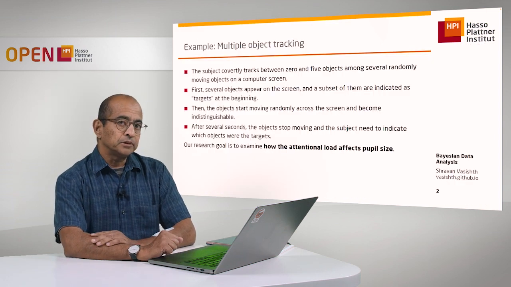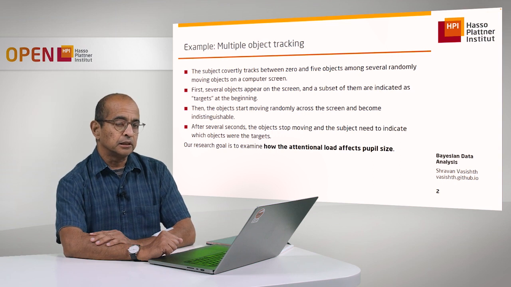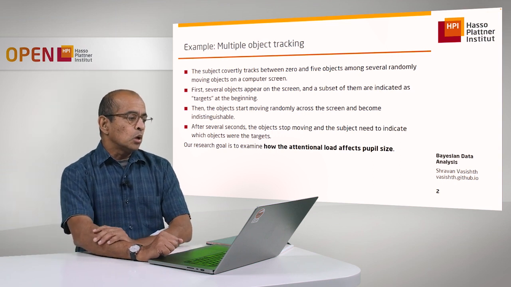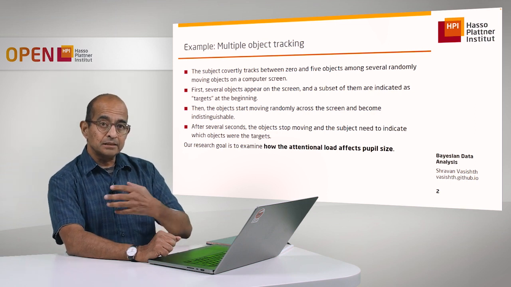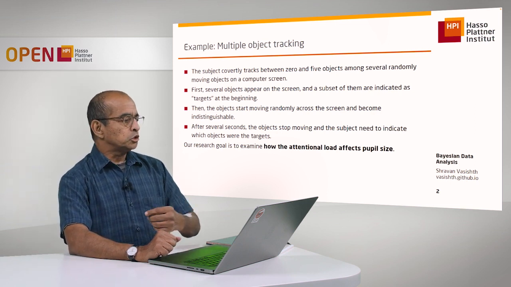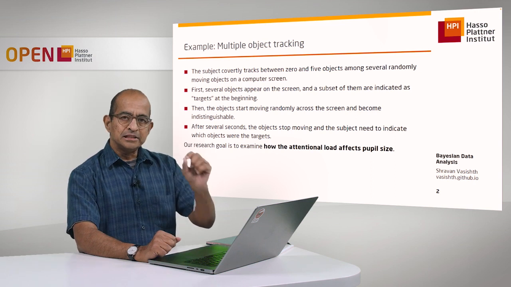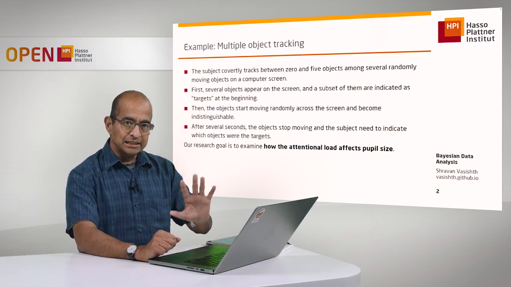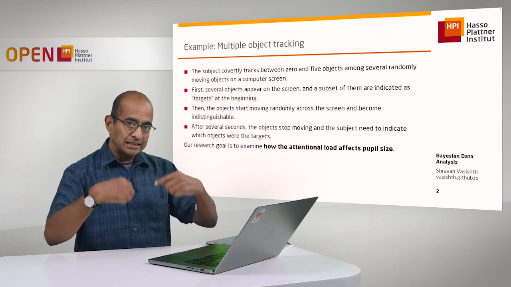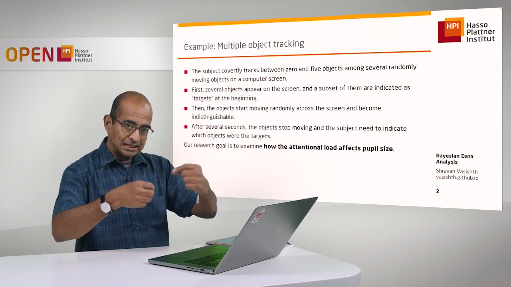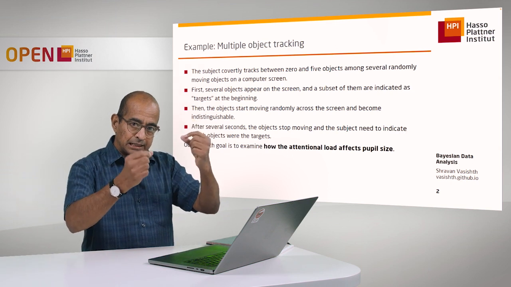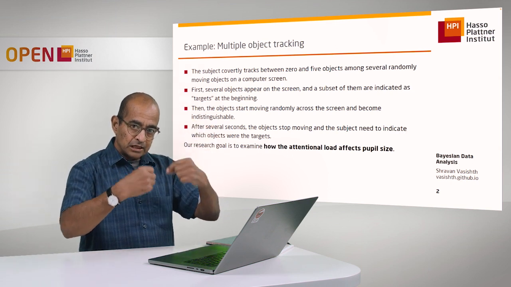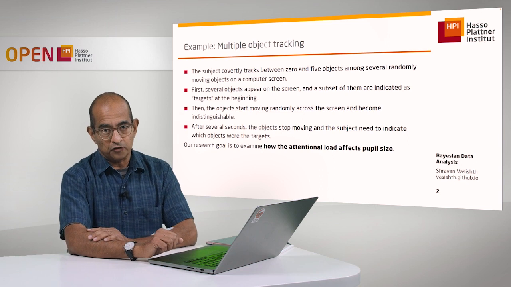So as an example, I want to think about a particular situation where we are doing a psychological experiment, and what we are asking the participant to do is to track between 0 and 5 objects on the screen as they move around, and then what they have to tell us at the end of the trial is which of the items were there on the screen that we'd ask them to keep track of as targets, right?